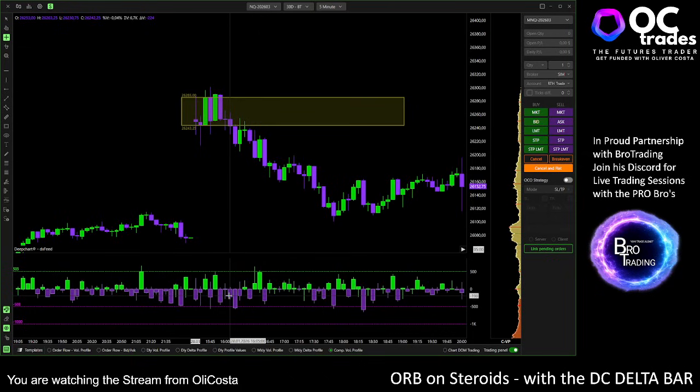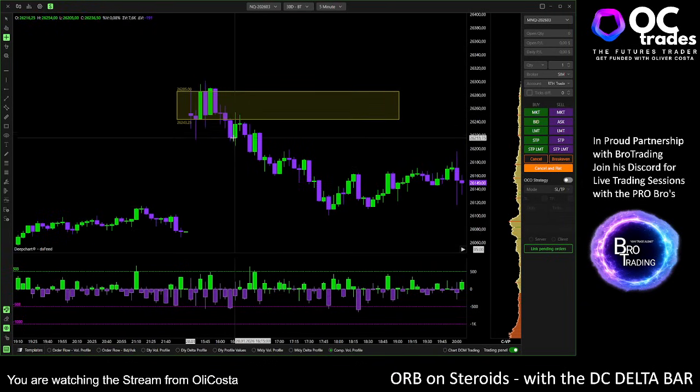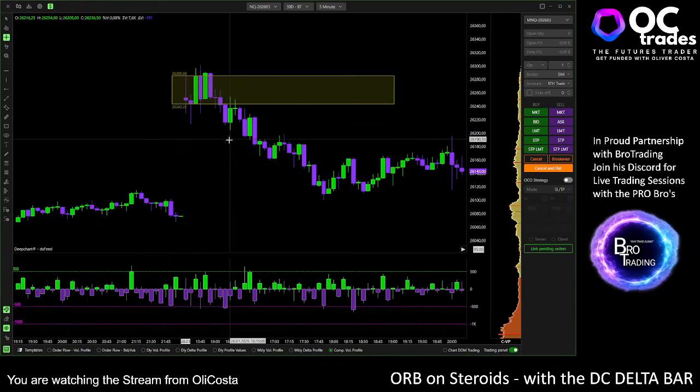As you see, not enough delta volume. The second one here would be enough delta volume, so this could more or less be an entry point, but it's not broken out of the zone. So from my point of view, this is not a real valid setup in this case, so I would not take this trade.